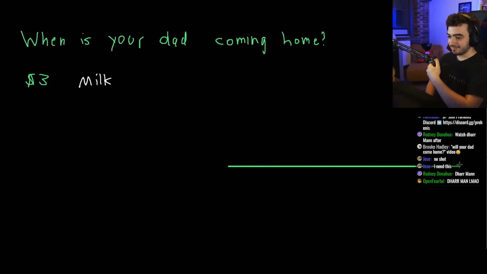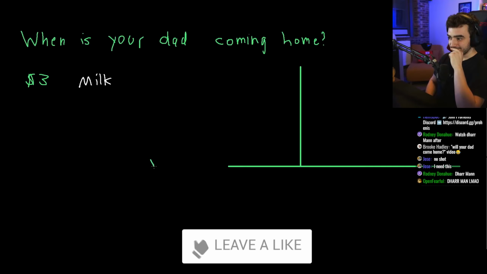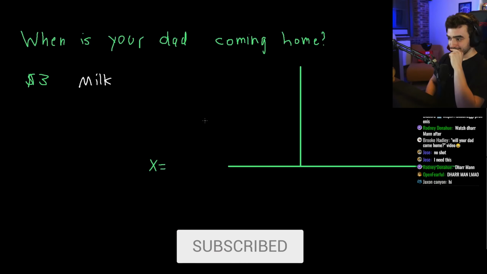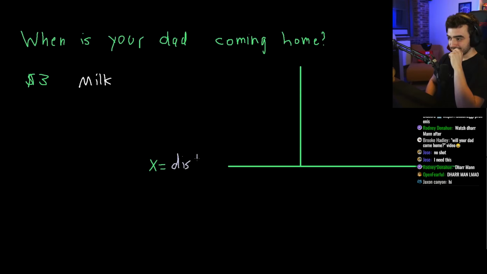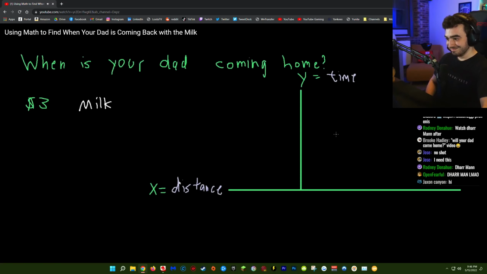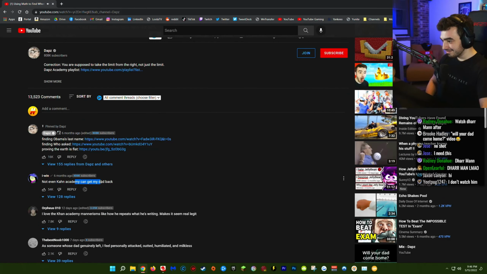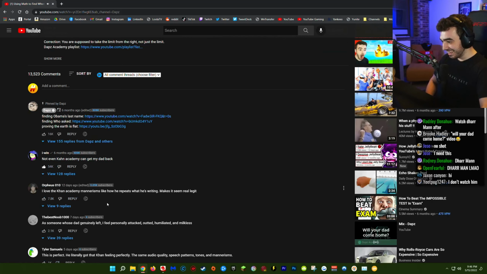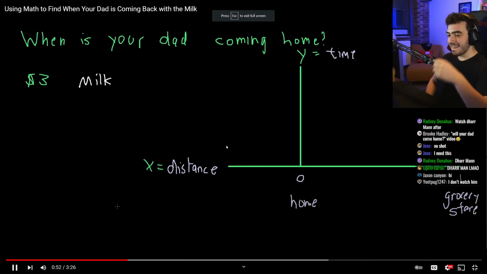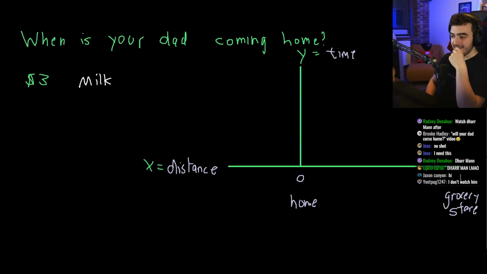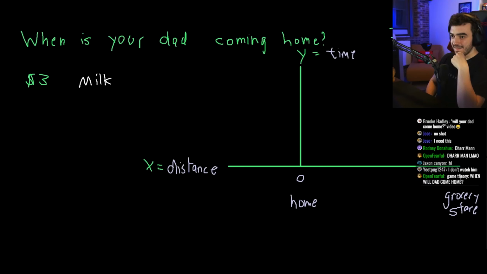So firstly, let's set up a graph, where the x-axis represents how far your dad is from home, the distance, and the y-axis represents the time until your dad gets home, the time. Now, one point of confusion for people doing this problem is that usually the x-axis is the one that defines time. However, in this case, the y-axis represents time, because I am Asian and I get to make the math rules.